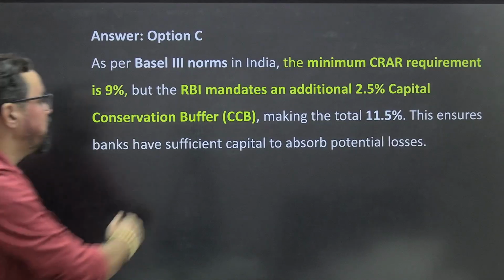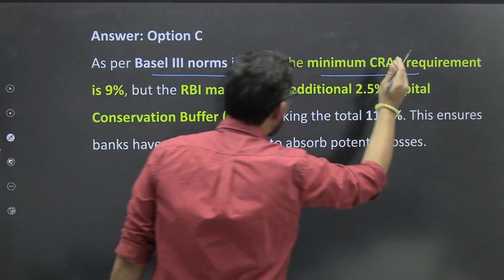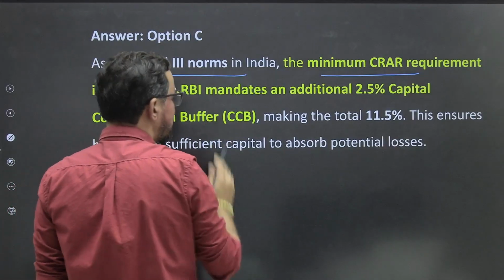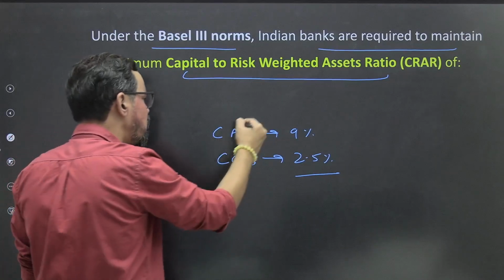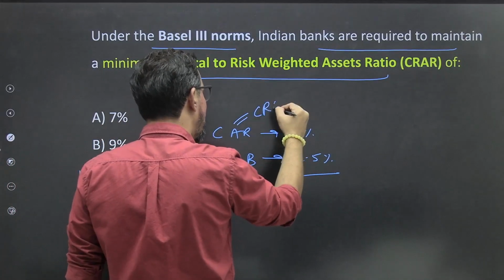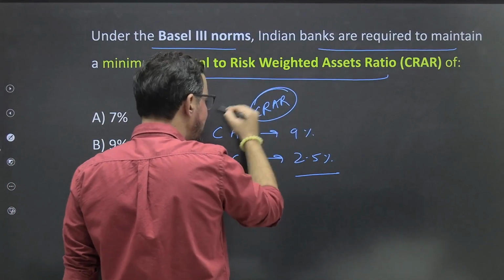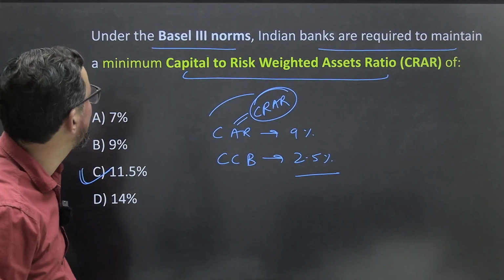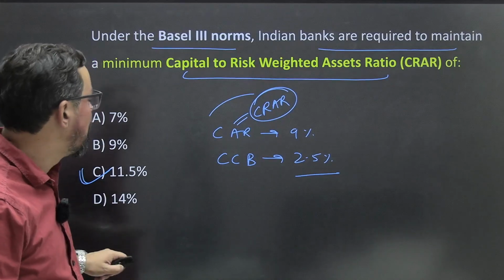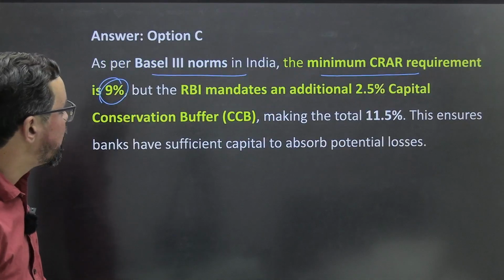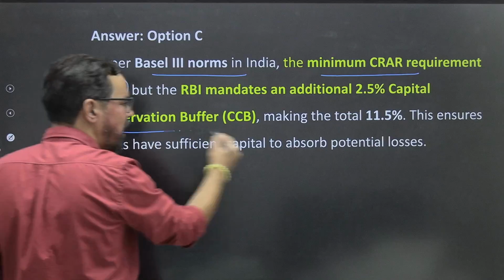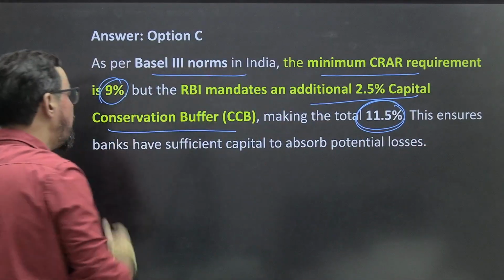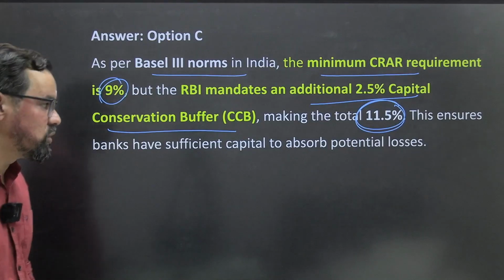ठीक है. So as per the Basel III norms in India, the minimum CRAR requirement is 9%. Okay. So this is also called CRAR. Okay, CRAR. CAR in India is known as this, 9%. So Indian banks are required to maintain a minimum capital to risk weighted asset ratio of this one. Okay. But RBI mandates an additional 2 point. So this is also part of this one only. Okay. So it is total 11.50%. This ensures banks have sufficient capital to absorb potential losses.